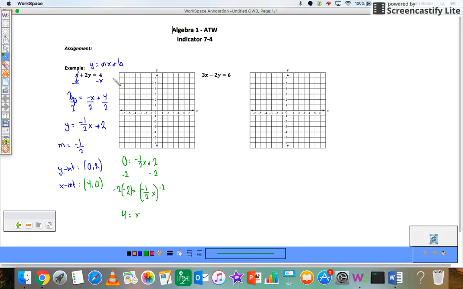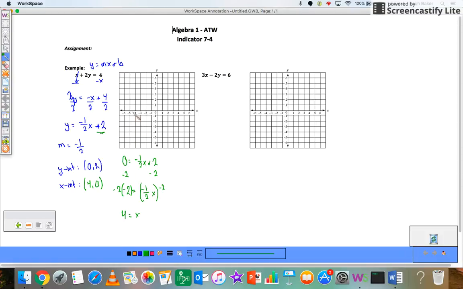Okay, so that was really the actual first way that we went through to try to solve something like this and graph it. And again, we're always looking for these three things: the slope, which in this case was negative 1/2, that was the number in front of x; the y-intercept, which was this number right here; then we just solve for our x-intercept.